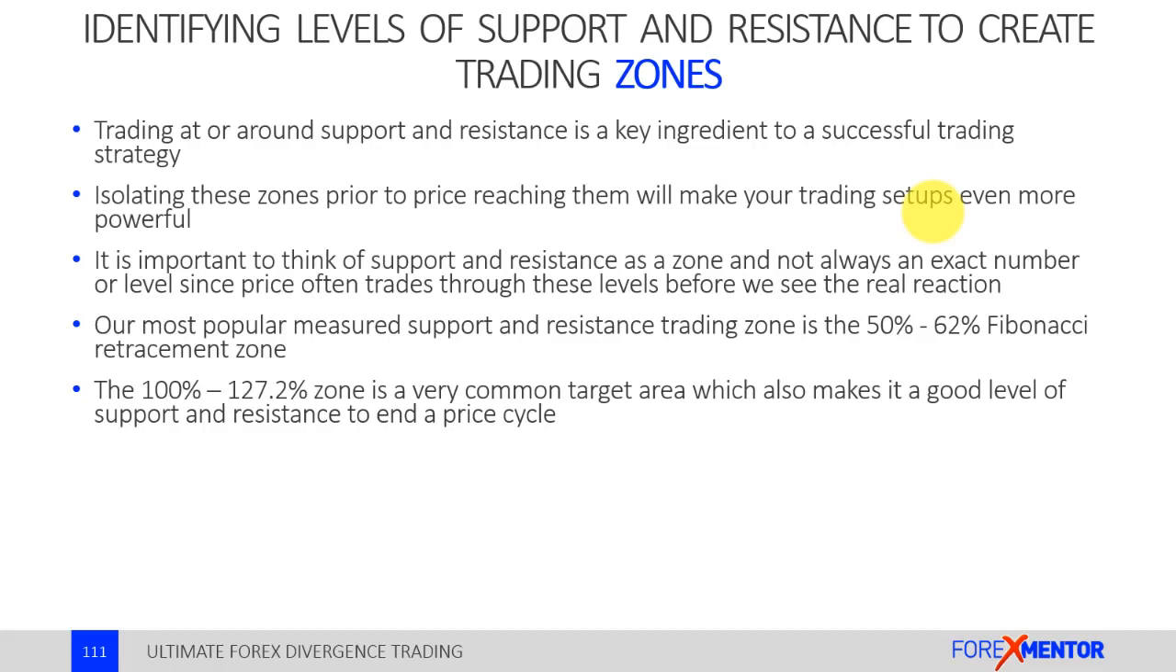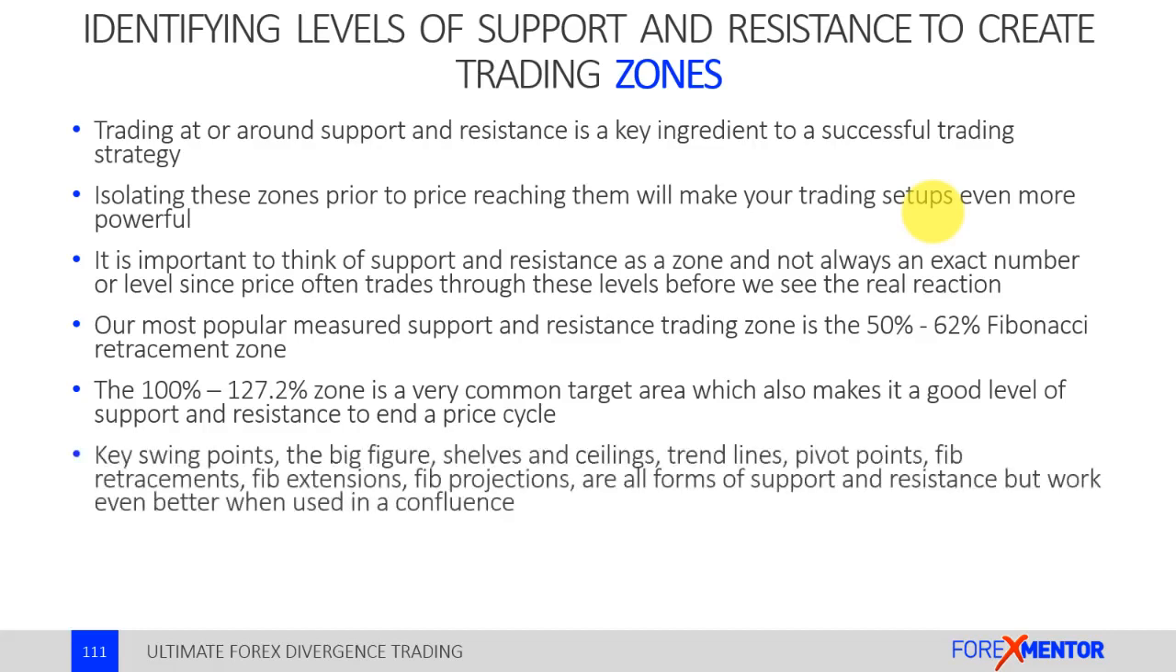Now, some different things we'll look for: key swing points, the big figures, shelves and ceilings, trend lines, pivot points, fib retracements, fib extensions, fib projections or expansions are all forms of support and resistance, but work even better when used in a confluence. So we'll look for confluences of these different support and resistance levels.